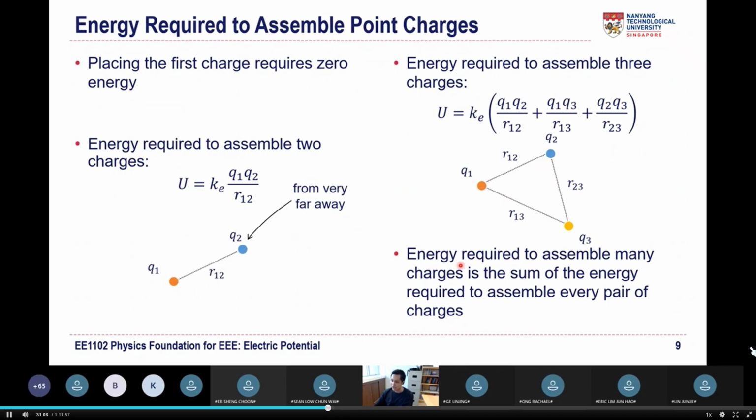And then if you want to have more and more charges, the energy required to assemble many charges is the sum of the energy required to assemble every pair of charges. So you need to look at every pair, or all possible combinations of pairs. Right? Any questions?